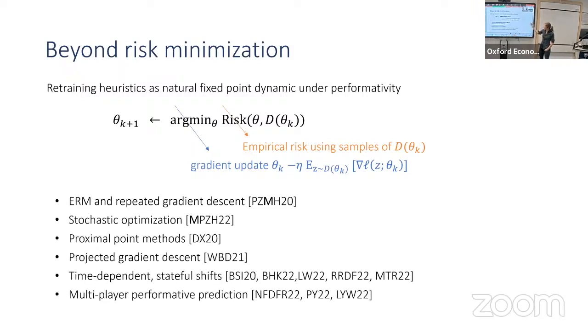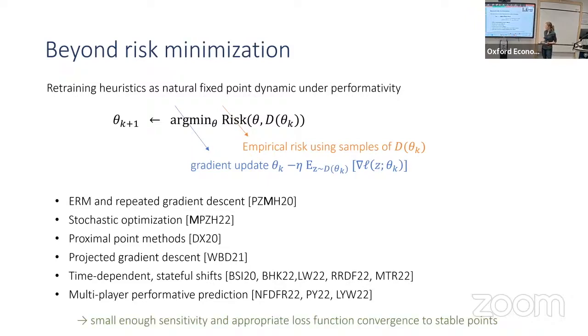And there are many other extensions, interesting follow-up works on proximal point methods, projected gradient methods, results about time-dependent shifts, and the multiplayer performative prediction setting. In all these results, a lot of them work with this sensitivity assumption, and there's always a relationship between properties of the loss and the sensitivity of the data that allows you to make these convergence claims.